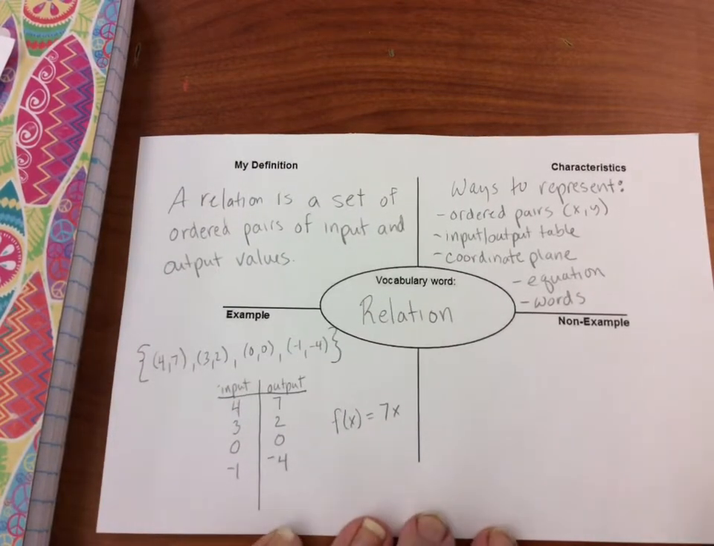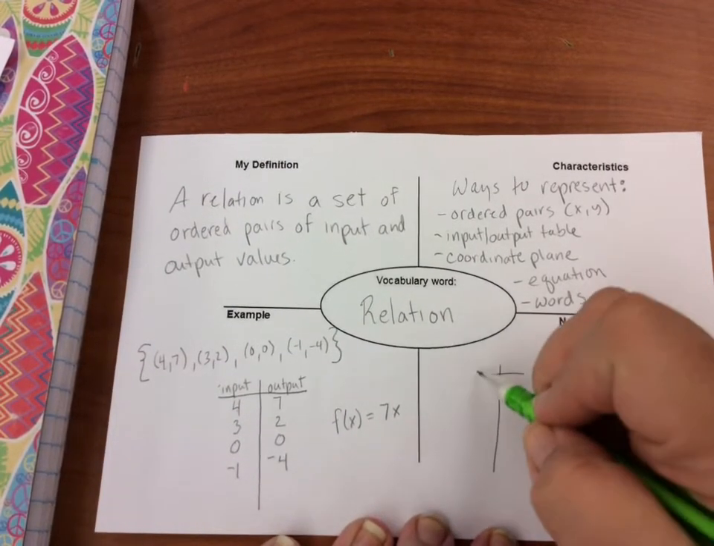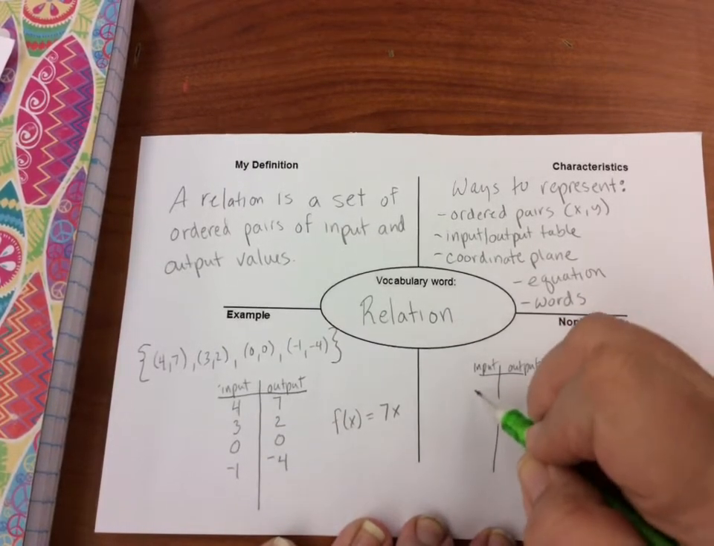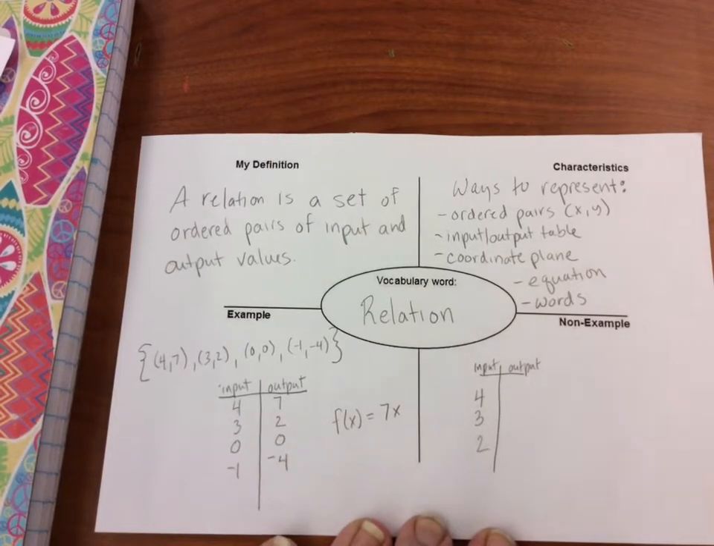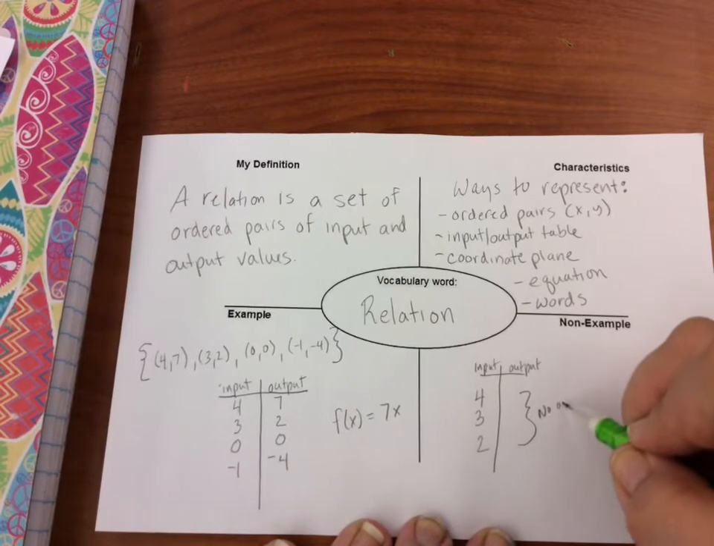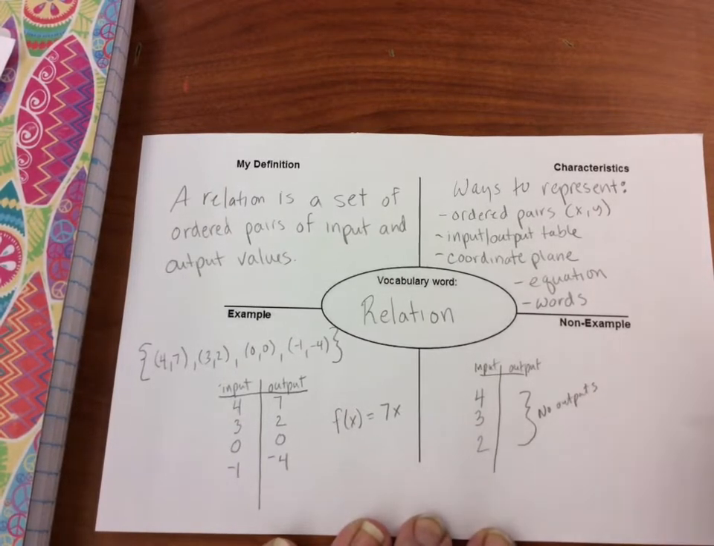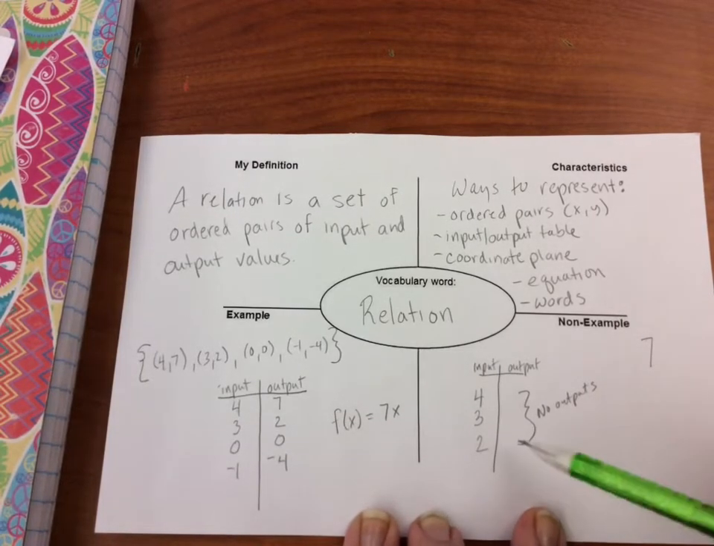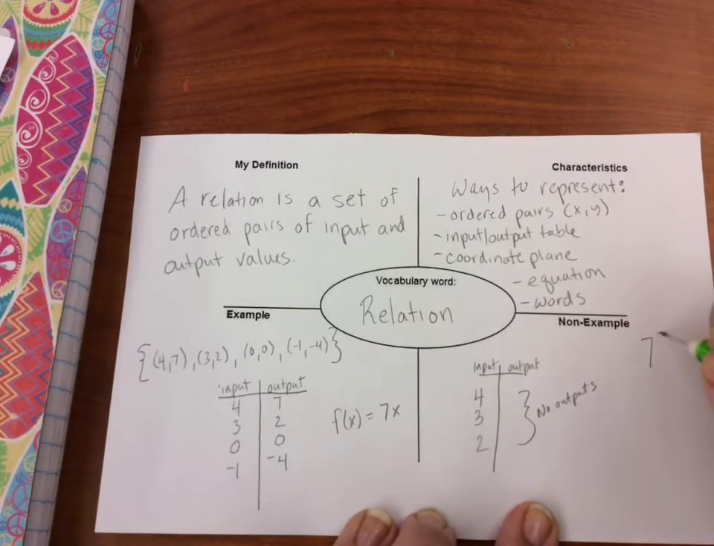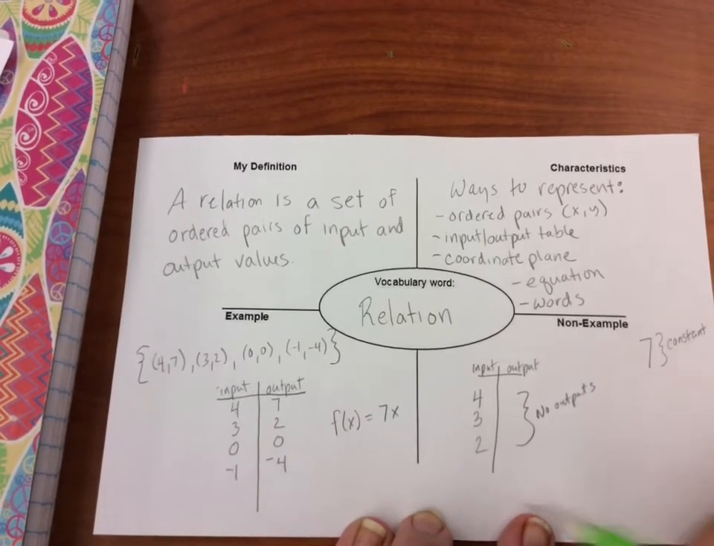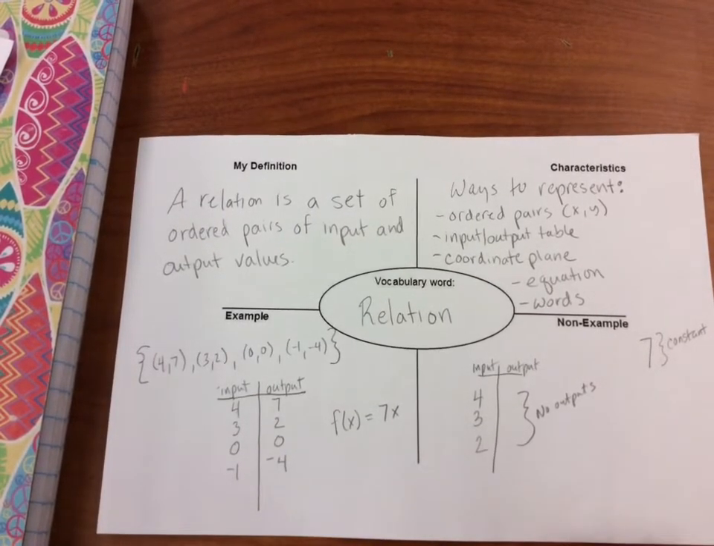And then some non-examples. So if I have an input-output table, but I have a 4, a 3, a 2 as my input, but I don't have anything over here, that is definitely not a relation because there's no outputs. So we have to have inputs and outputs connected to each other. So I could also have the number 7. It's just a number. It's a constant. It doesn't change. It doesn't show any kind of relationship. It just is. It has no output. It's not even really an input. It's just a number. It's 7.